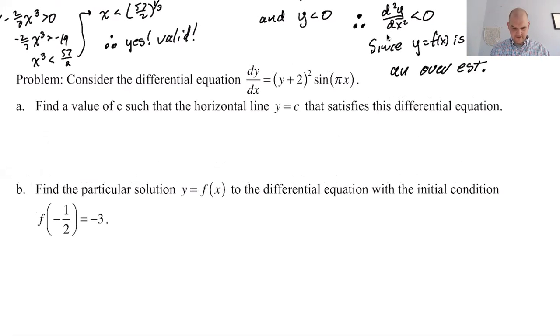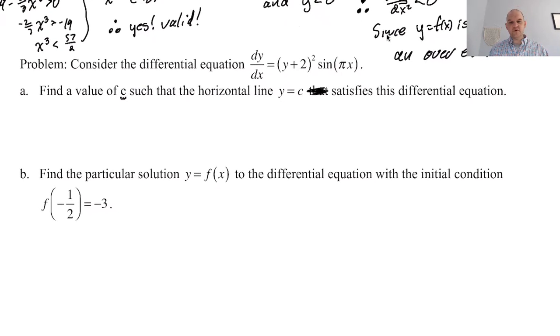Consider the differential equation dy/dx equals the quantity y plus 2 squared, sine of pi x. Find a value of c such that the horizontal line y equals c satisfies the differential equation.